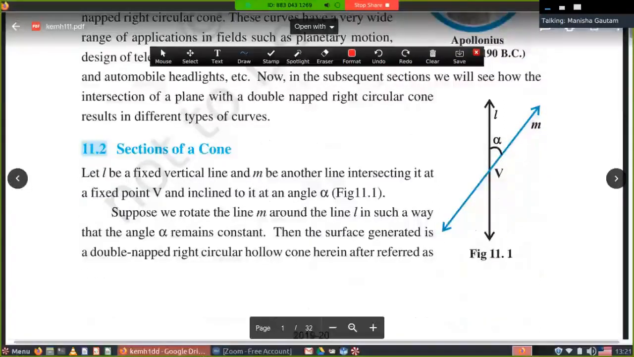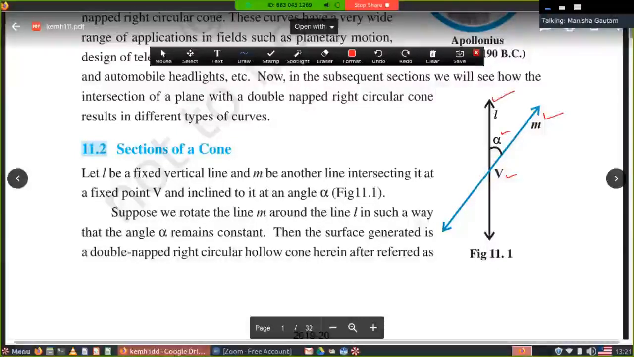Here, open your NCERT book. Along with it, I'm just starting from the NCERT PDF, sections of a cone, topic 11.2. In this topic, two intersecting lines are shown in figure 11.1. In figure 11.1, this is a line L and this is a line M. These are two intersecting lines, the intersection point is V, and the angle made by these two intersecting lines is alpha.